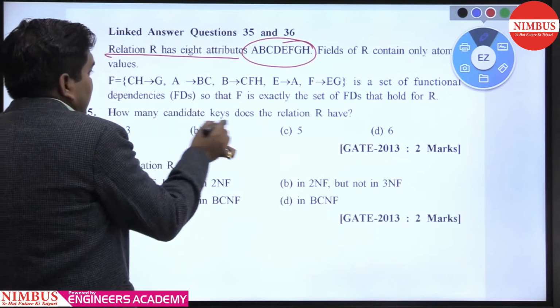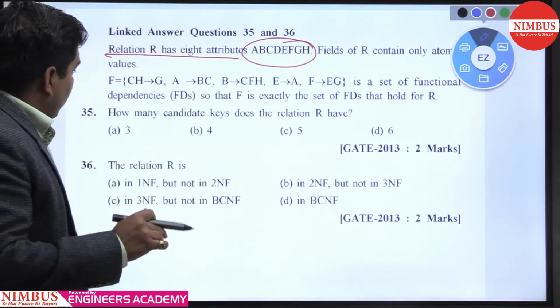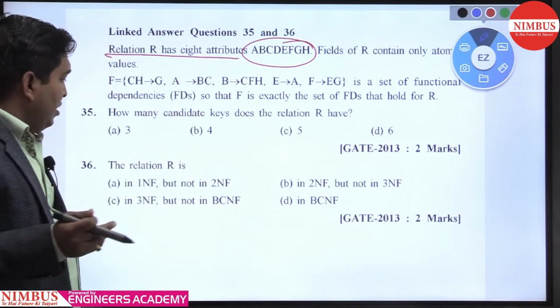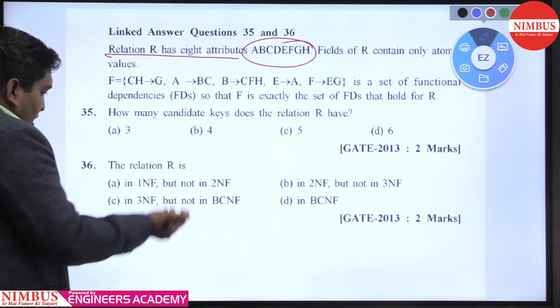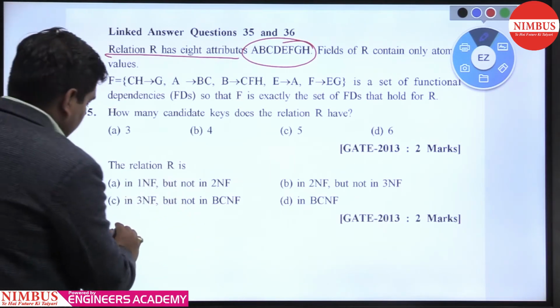First question, how many candidate keys does the relation R have? Meaning, this is the relation R, and what is the maximum number of candidate keys possible in R? And the second question is, the relation R is in which normal form. So first we find the candidate keys. So we will discuss the candidate key.